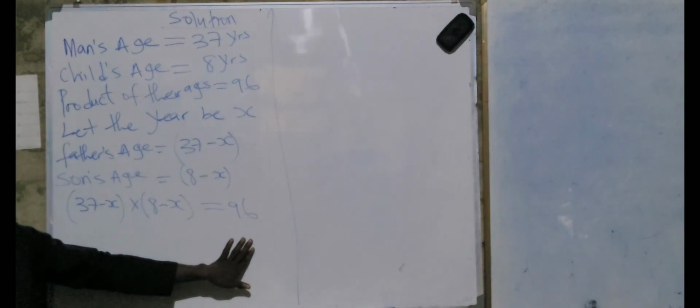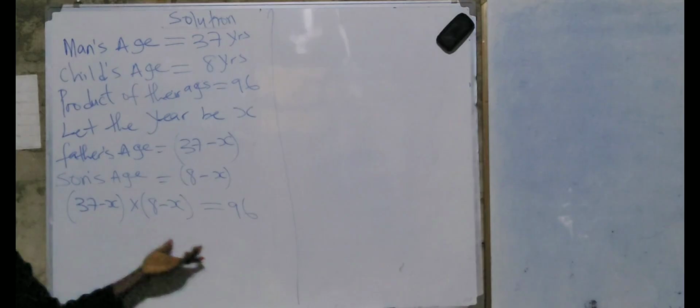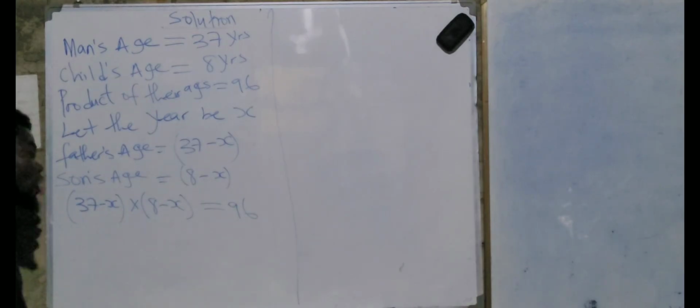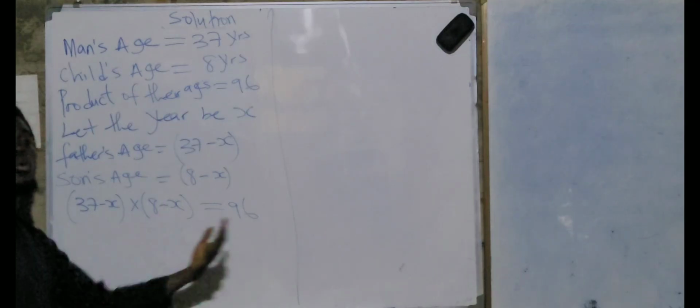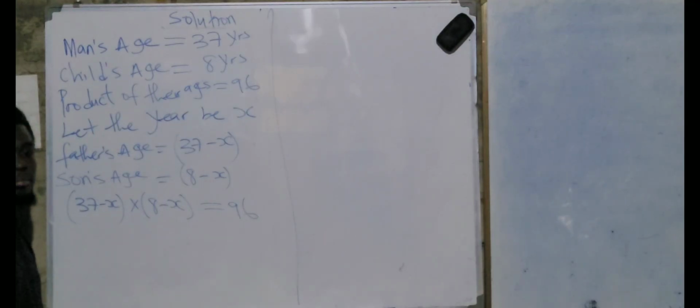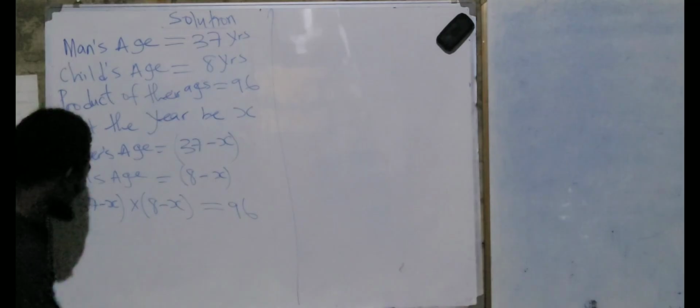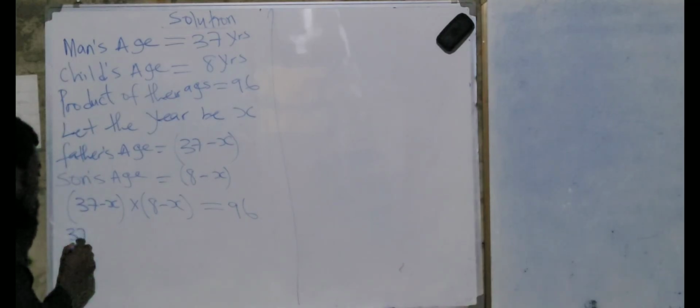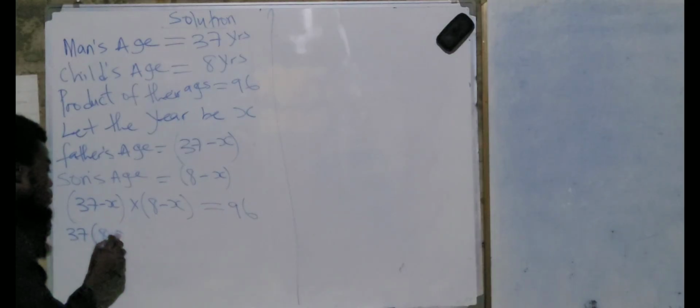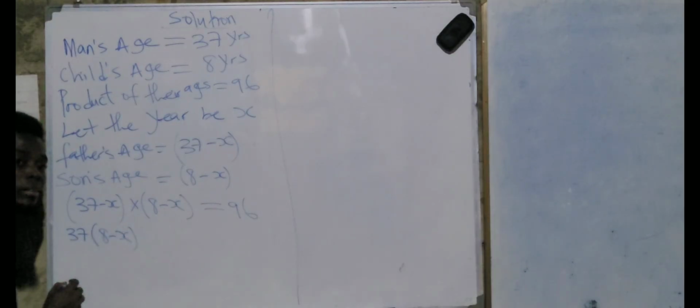That is 96, right? But we know that a bracket means multiplication. So therefore, what do we do here? Take one of the brackets and expand the other by multiplying. Are we okay? Now you have 37, 37 here, we have 8 minus X. Are we clear here?